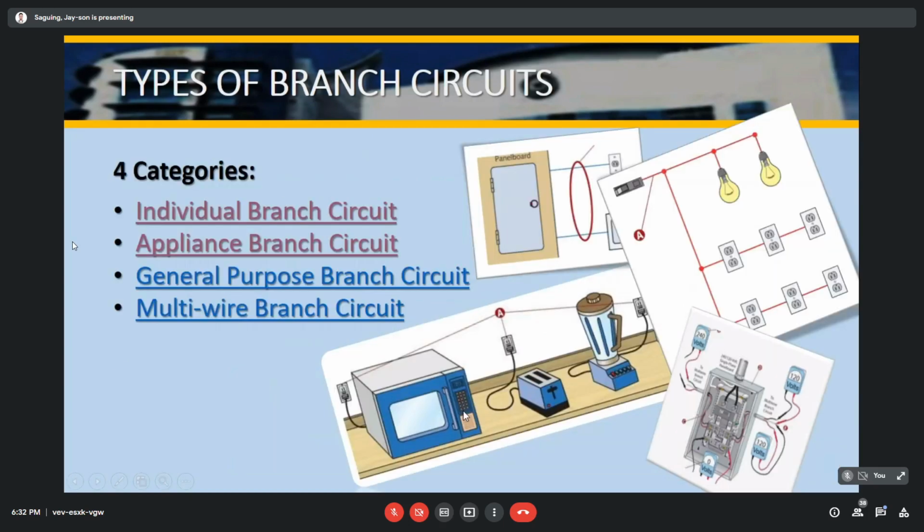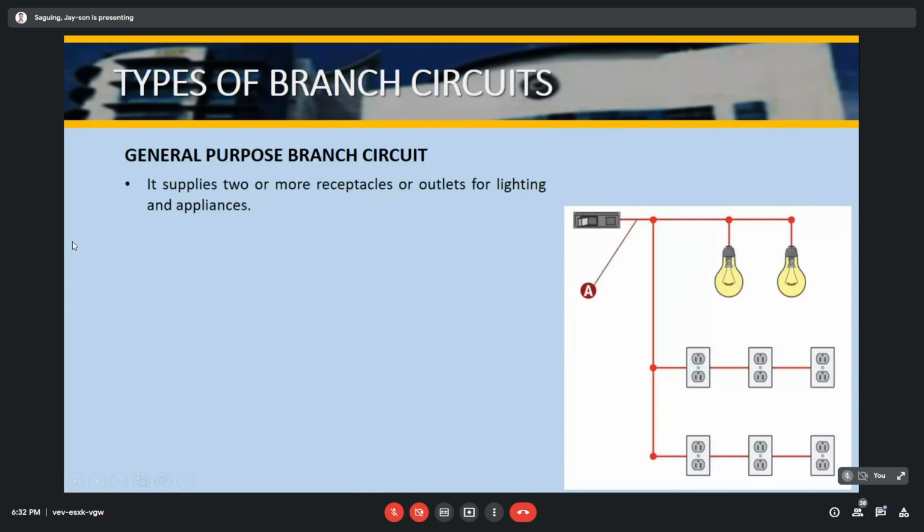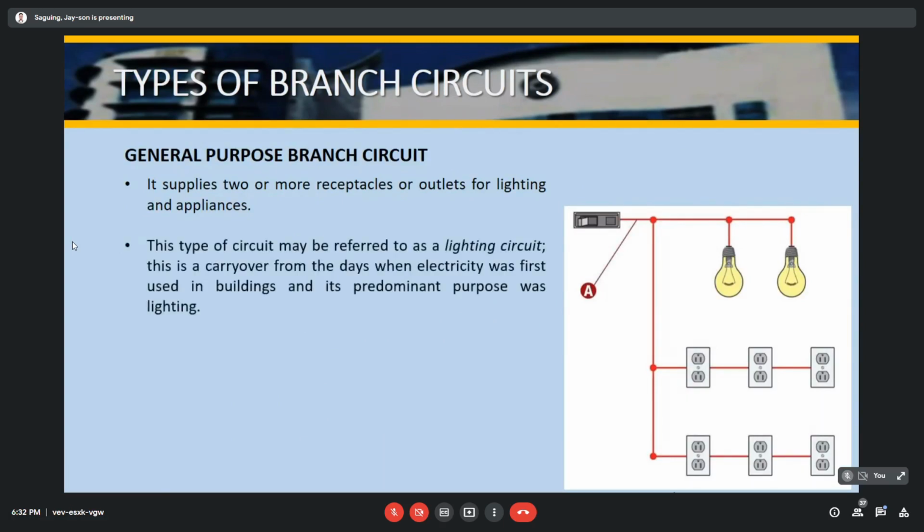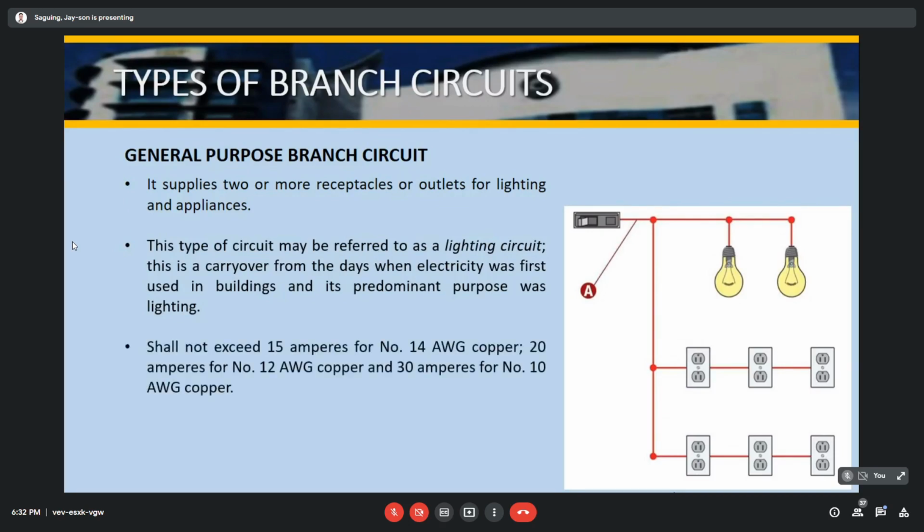General purpose branch circuits. It supplies two or more receptacles or outlets for lighting and appliances. This type of circuit may be referred to as lighting circuit. This is carry over from the days when electricity was first used in buildings and its predominant purpose was lighting. It shall not exceed 15 amperes for number 14 AWG copper, 20 amperes for number 12 AWG copper, and 30 amperes for number 10 AWG copper.